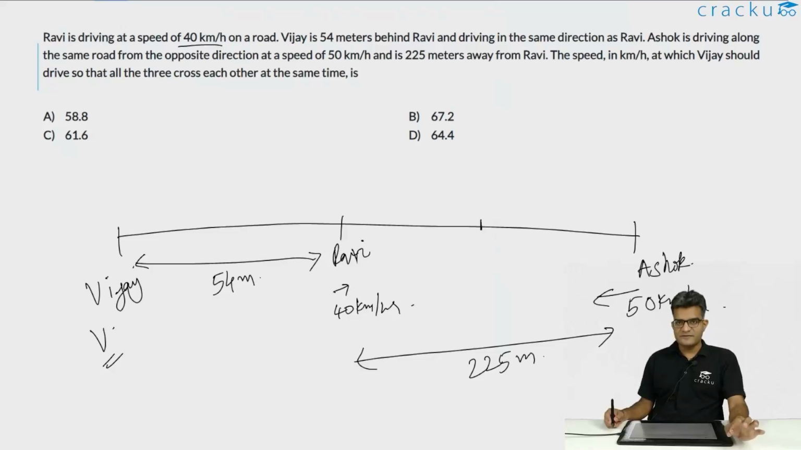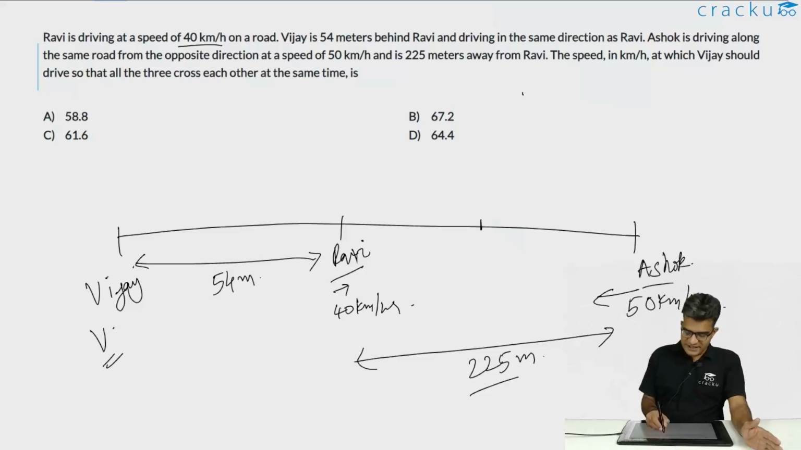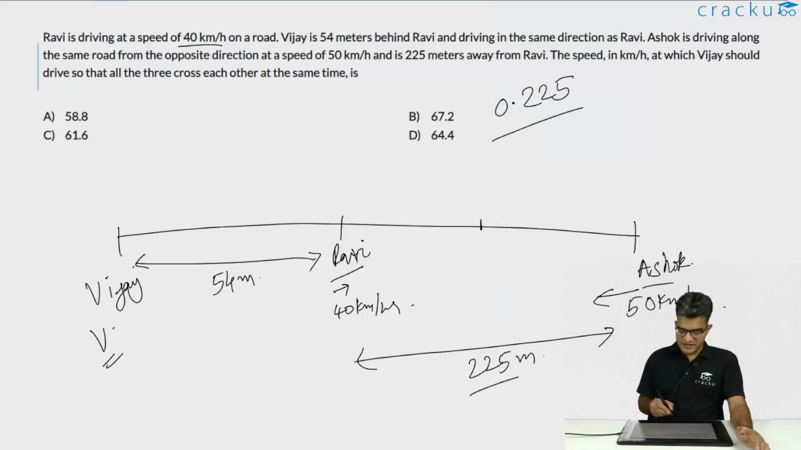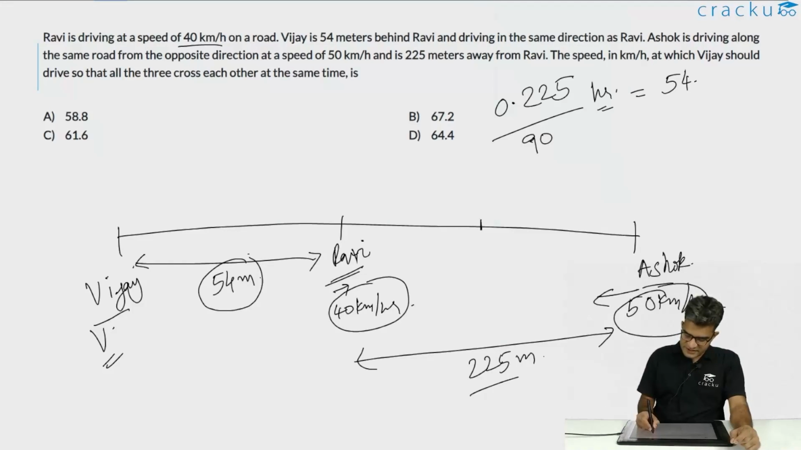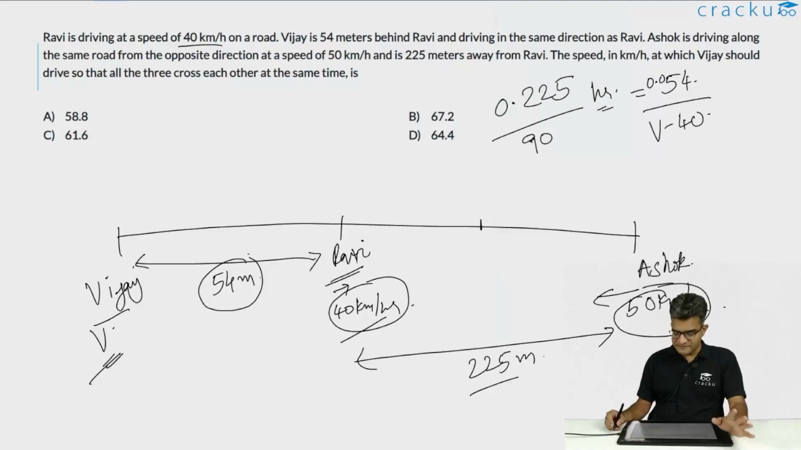So at this standpoint, Ravi and Ashok are 225 meters away. So what is the time taken by them to actually meet? The time taken by them is 225 meters, which is 0.225 kilometers, divided by their relative speed, which is 40 plus 50, because they are traveling in the opposite directions, which is 90. So after this many hours, they would meet. In this many hours, you want Vijay and Ravi to also meet. What is the distance between them? It is 54 meters. So this has to equal 0.054 kilometers divided by the relative speed of Vijay and Ravi. It is V minus 40. If you solve this equation, we are going to get the value of V.